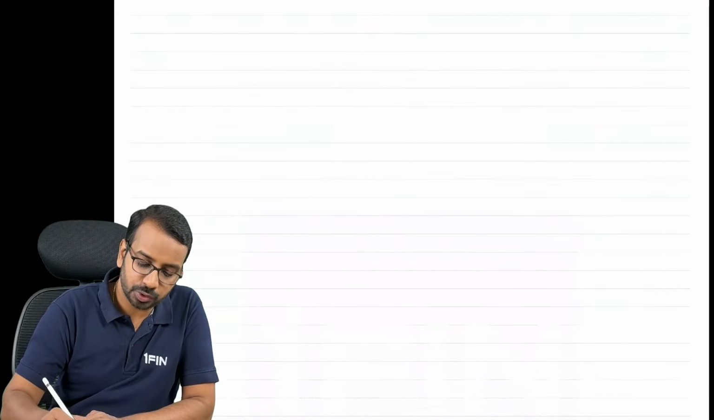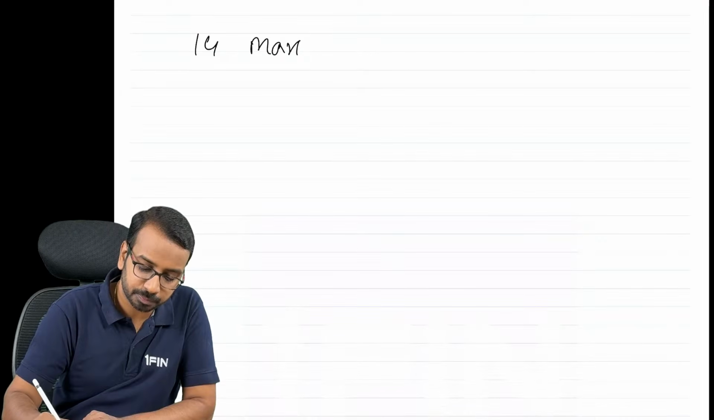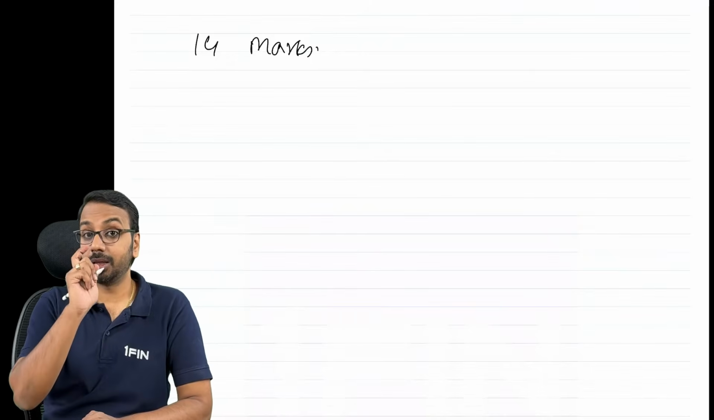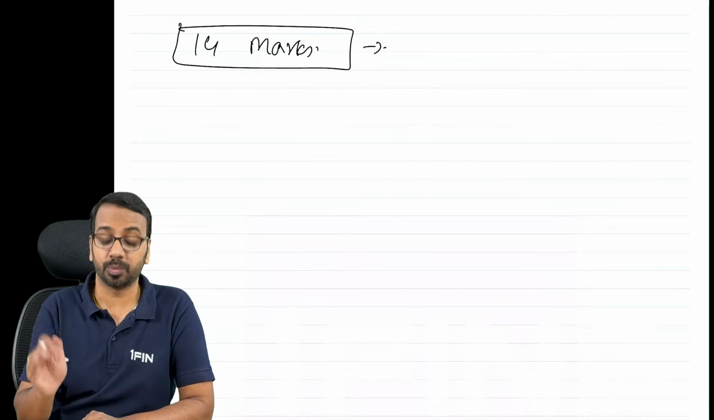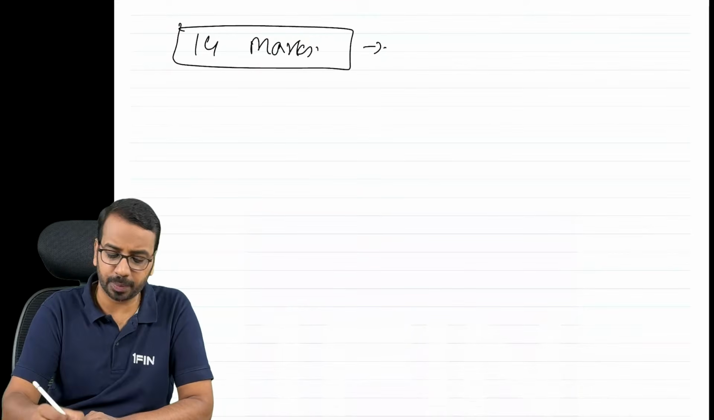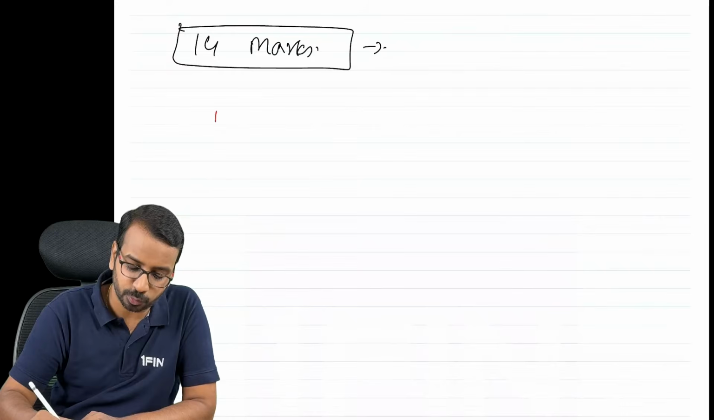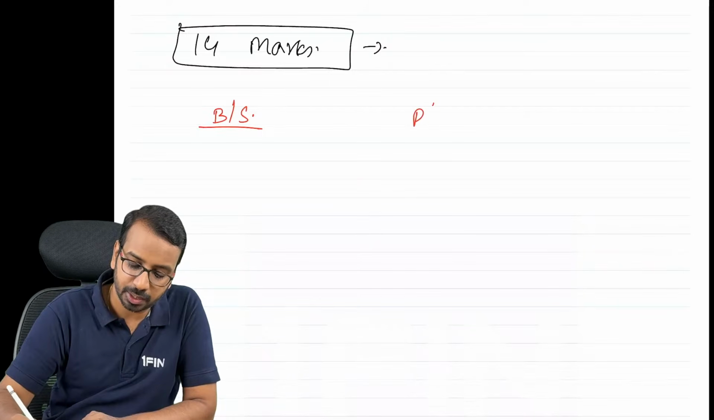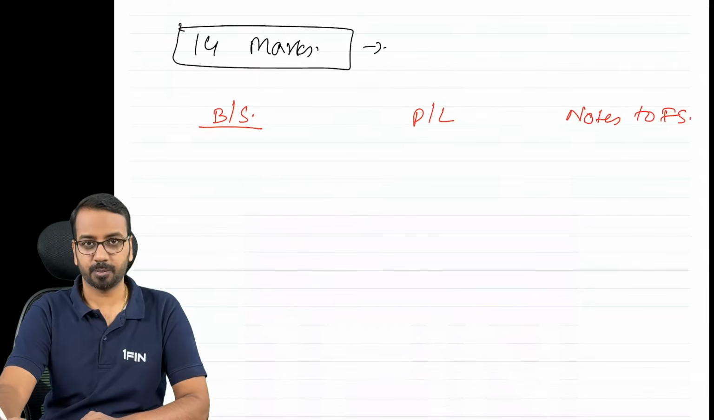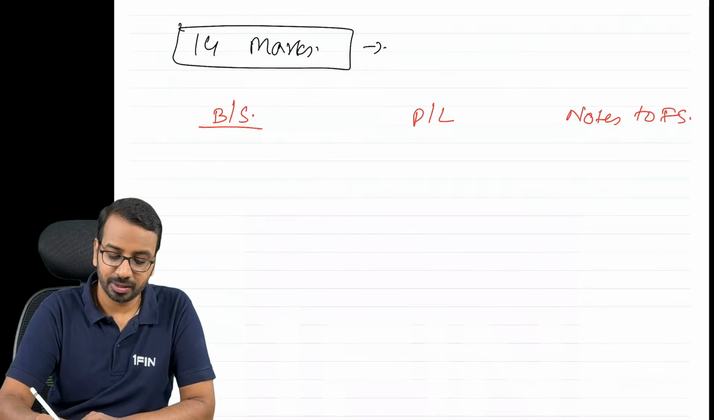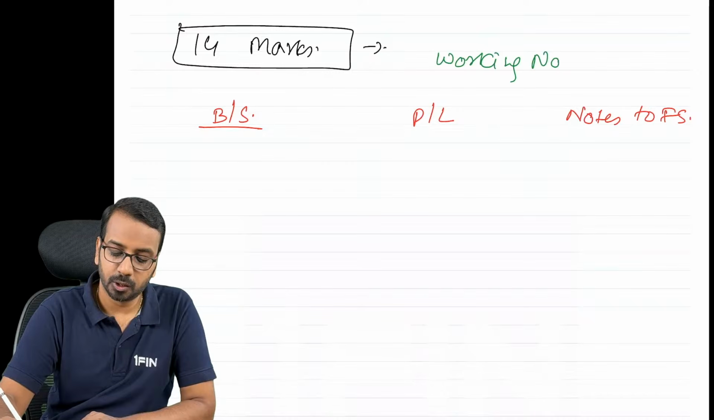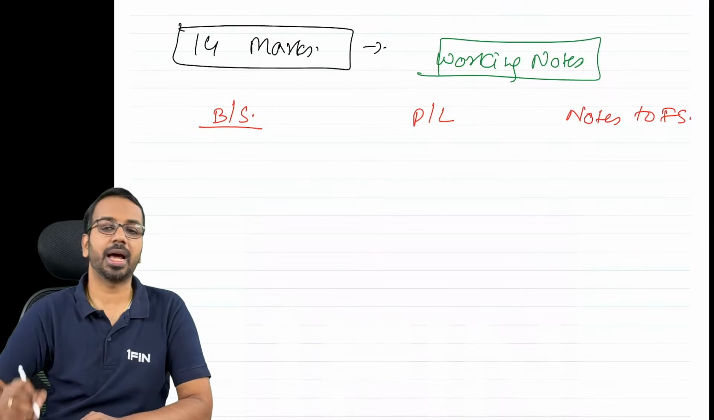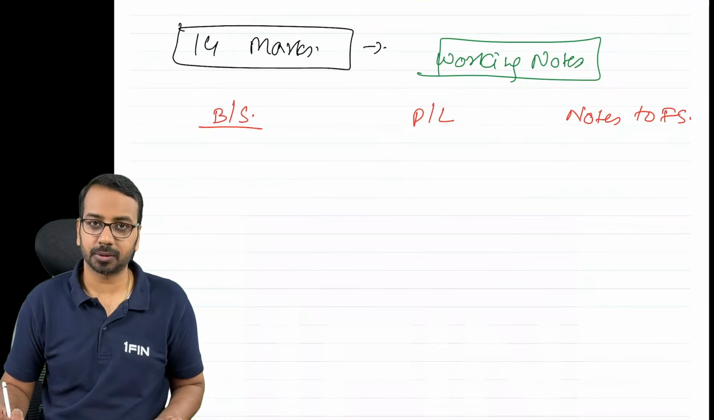Now, this question comes to you in the examination for 14 marks. And here is where it is very, very important to understand how can we score maximum. Now, in this 14 marks, what all are we expected to prepare? Most of the questions we are expected to prepare balance sheet, P&L, notes to financial statements, 14 marks. And a very important part, which is working notes. Working notes should form part of your answer. All of these 4 items will carry marks.